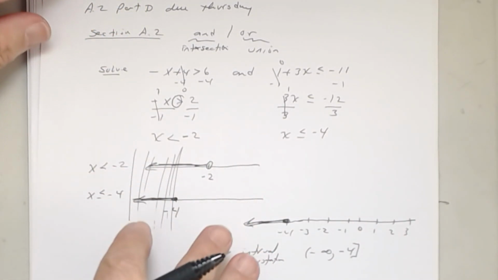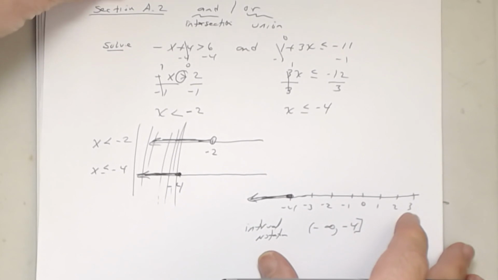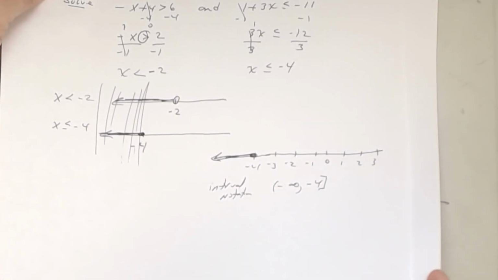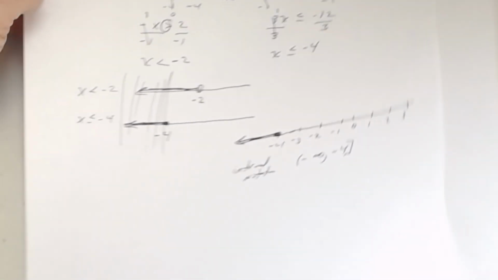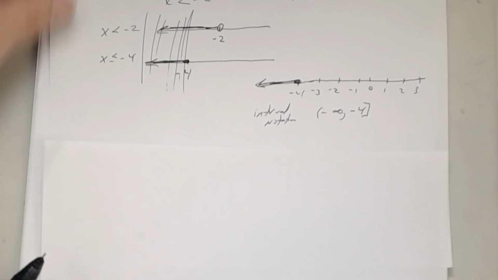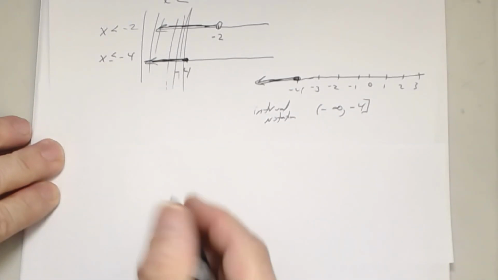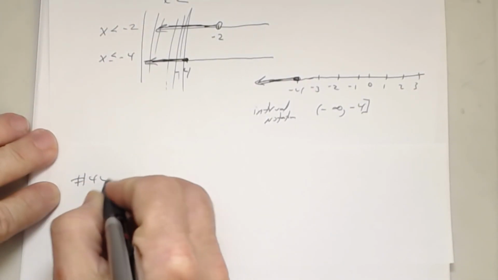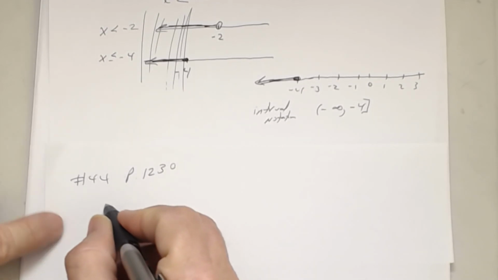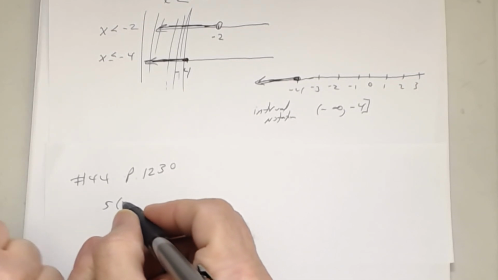All right. Okay, so let's look at number 44. Number 44. And this is on page 1230. All right, so we have this.